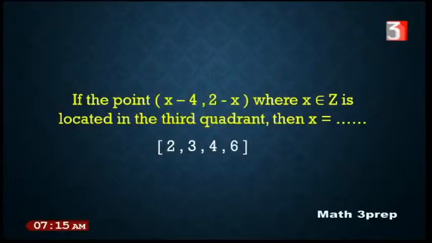As the point is located in the third quadrant, it means that the value of x is negative and the value of y is negative. So which choice will give the x and the y coordinates as negative numbers? If x is 2, 2 minus 4 is negative 2, 2 minus 2 is 0. This is located on the x-axis. So 2 is dismissed. What about 3? 3 minus 4 is negative 1, 2 minus 3 is negative 1. So the x coordinate and the y coordinate are with negative signs. So 3 is going to be the correct choice.